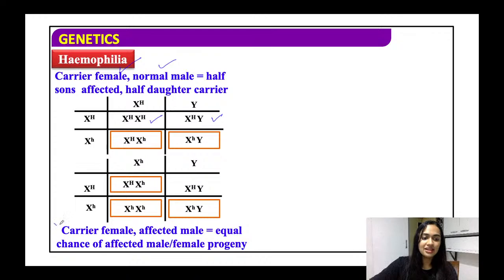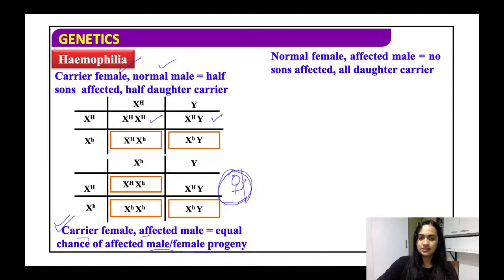carrier female and affected male. So this is the answer for your question. Carrier female, affected male. Equal chance of affected male and female progeny. Even the female is affected with the disease.